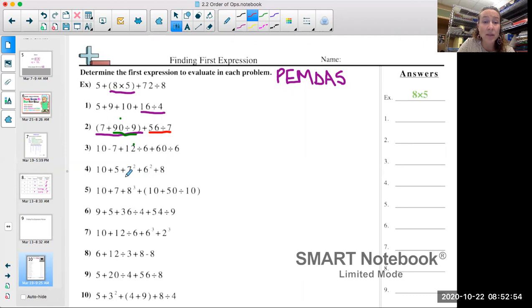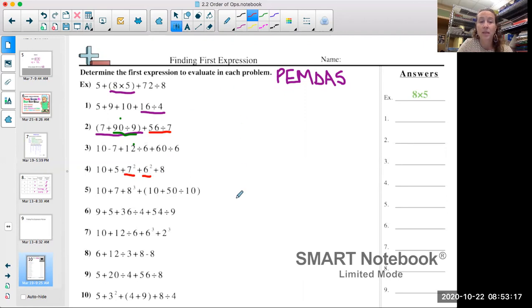There are 2 of them. So first we're going to need to figure out what 7 to the power of 2 is, and 6 to the power of 2. First, we need to solve those before we can solve anything else.